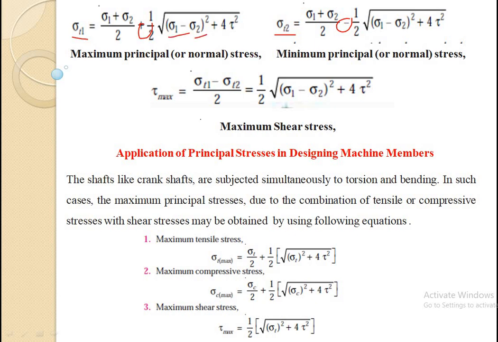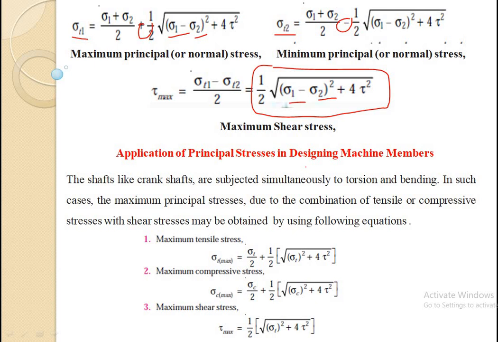and sigma 2. Then in this case, the maximum value of shear stress which is acting on this element is given by this formula. This is the formula by which we can calculate the value of maximum shear stress acting on the element, that is 1 by 2 of sigma 1 minus sigma 2. Now sigma 1 and sigma 2 again are the two direct stresses, and tau is the shear stress which is acting on the plane. This is the value of the maximum shear stress.